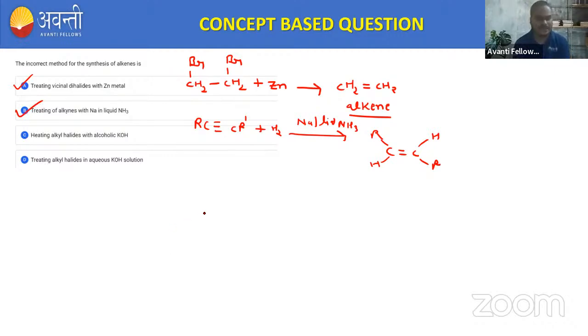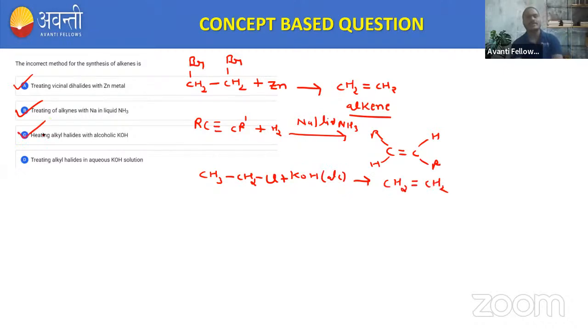Next, heating alkyl halide with alcoholic KOH. So this is a very simple beta elimination reaction. Whenever you treat CH3 CH2 Cl with alcoholic KOH, you'll get ethene, CH2 double bond CH2. So in all these methods, you'll be getting alkene. So obviously option D is going to be correct, right? Because only option D is left.